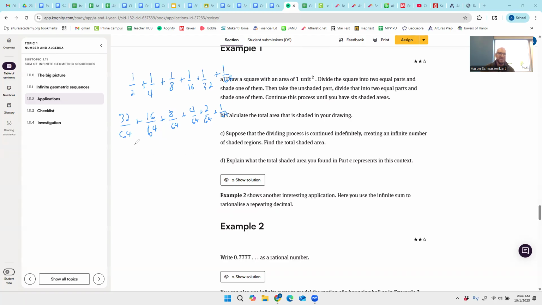I can type it in, right? Yes, it is 63/64. If you continue this indefinitely, find the total shaded area.